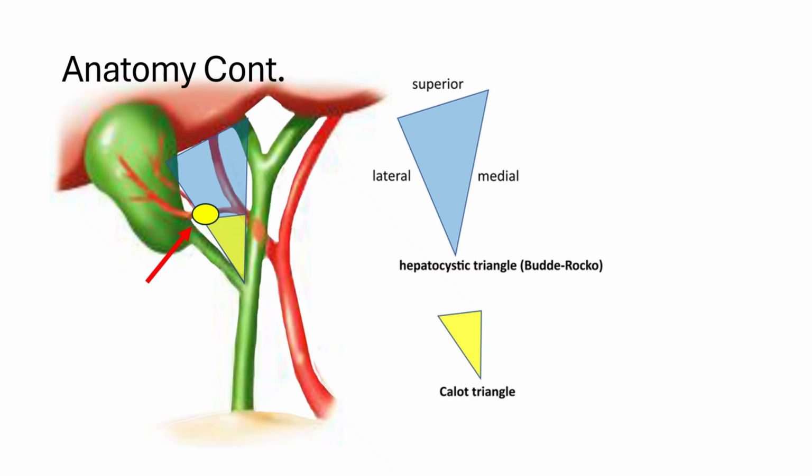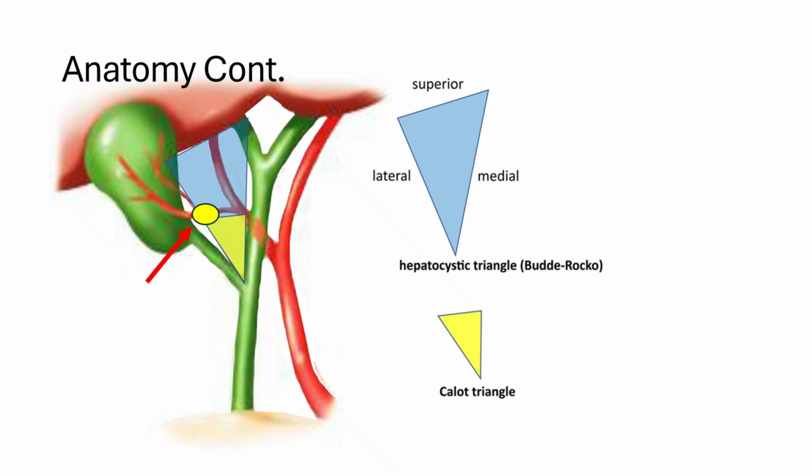These are some surgical landmarks that you have to know if you want to learn more about cholecystectomies. Let's start with the hepatocystic triangle. The hepatocystic triangle is obviously a triangle that has three different borders. The medial border is made up of the common hepatic duct, the superior border is the inferior margin of the liver, and the lateral border is made up of the cystic duct.